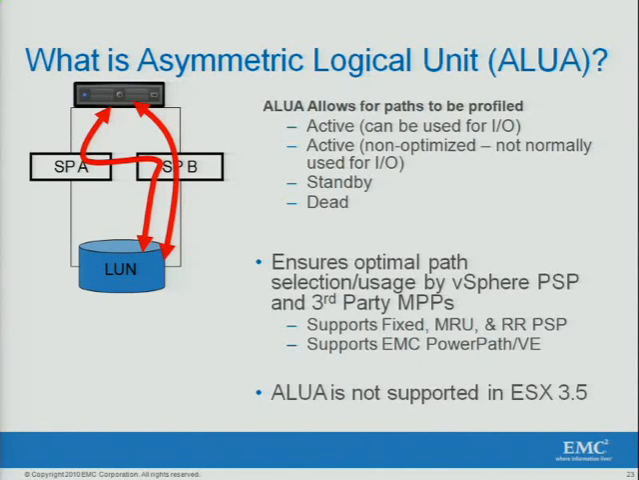So VMware won't send any I/O down the active non-optimized paths until the path goes dead. But ALUA is a good thing because it makes multipathing fundamentally easier since all paths are shown as active.